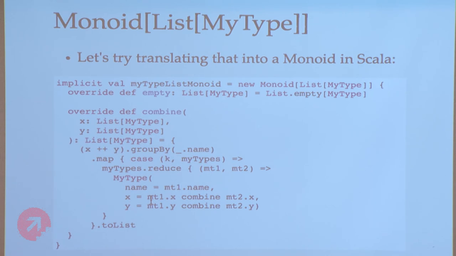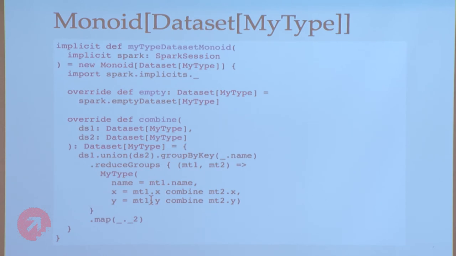When you're in the reduced context there, since it's specific to the implementation, those reduces are already grouped by a key. So it's a little bit hand wavy. I'm just going to say that picking a side, picking a name here works because you've already grouped. And you can do the same thing in Spark, writing a monoid of data set of my type. You're grouping by key and you're reducing the groups, and you'll get something back that is the correct answer.